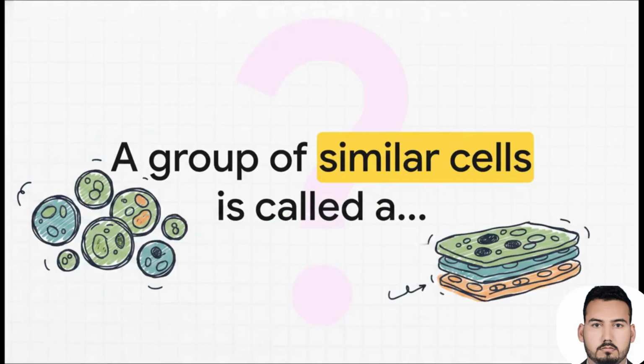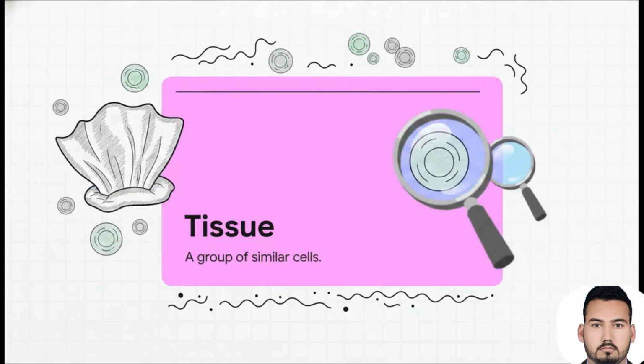Okay, question 2. This is a fundamental vocab check. Fill in the blank. A group of similar cells is called a what? A tissue. If you got that right, awesome job maintaining your focus. Remember, a tissue is that essential first step up from a single solitary cell.